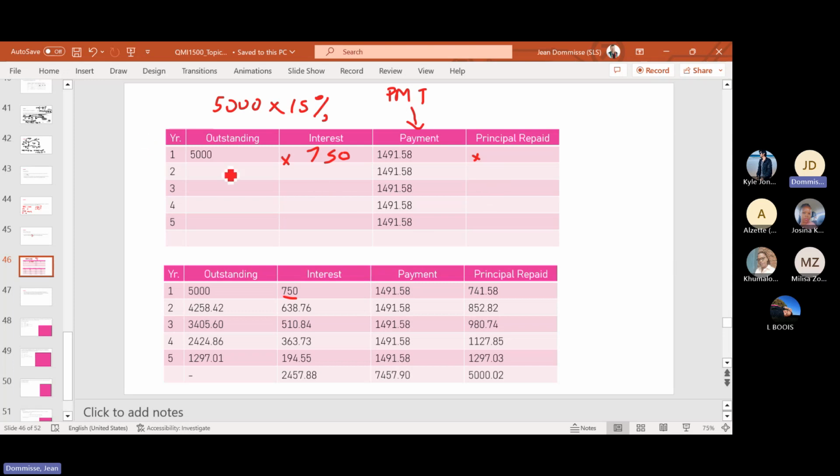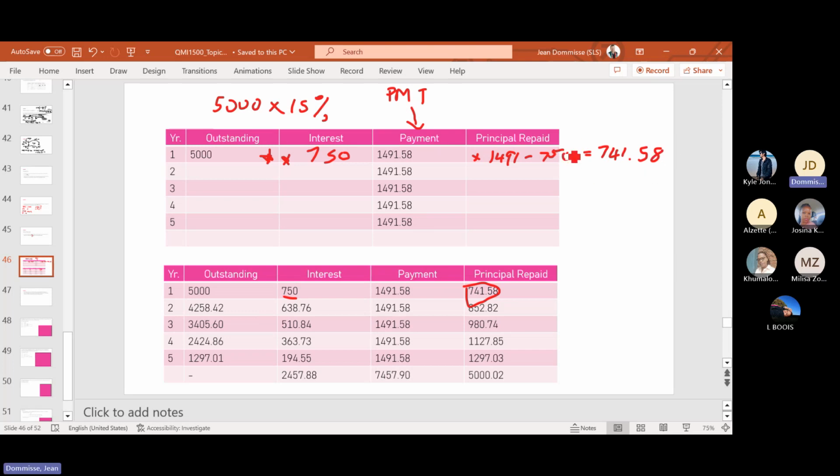So how we do that is, it is the payment, so the 1491 minus 750. So 1491 minus 750 will give you that principal repaid. Then that principal repaid is 741.58.